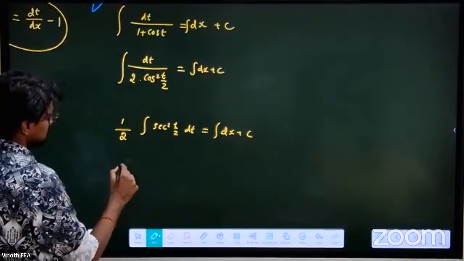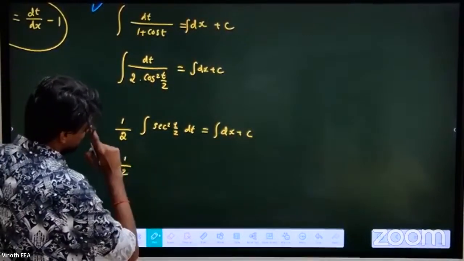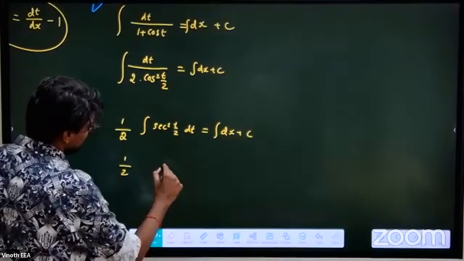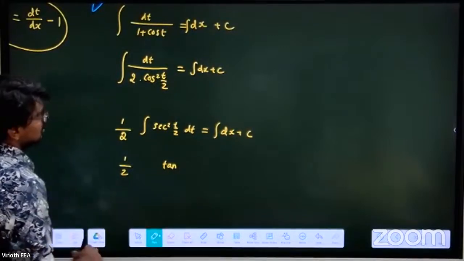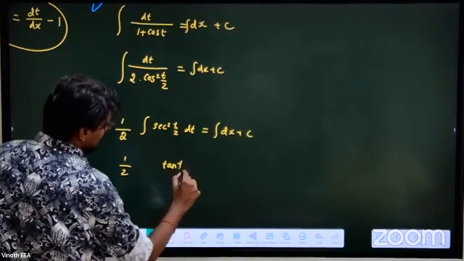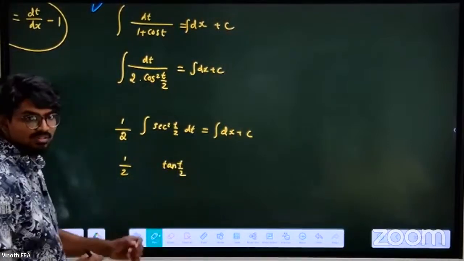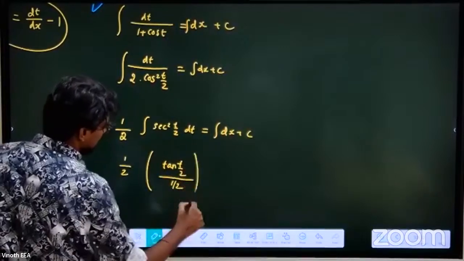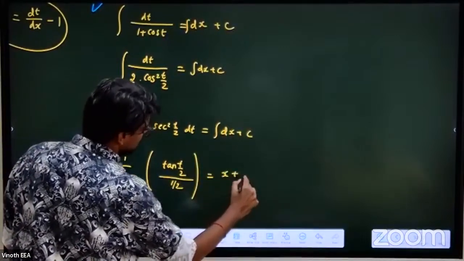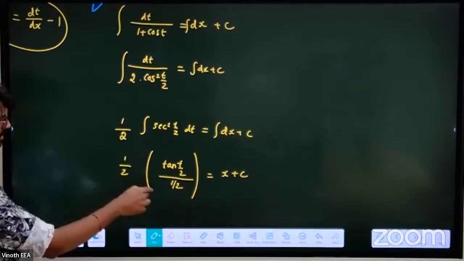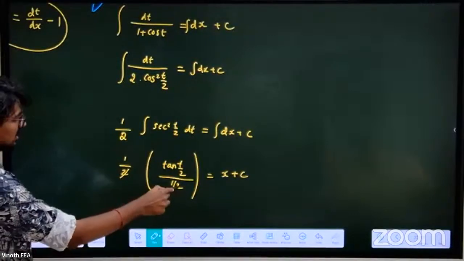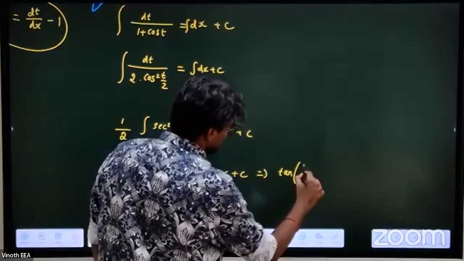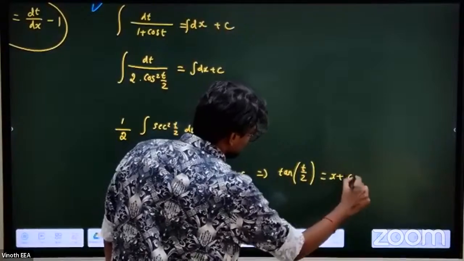What about this? It is tan. And what about t by 2? It is the inside term, right? Secant square's integration is tan. And for t by 2, what did we do? Differentiated and divided, so it will be 1 by 2, which is equal to x plus c. The 1 by 2 and 1 by 2, I can cancel it; so that is my equation: tan t by 2 equal to x plus c.